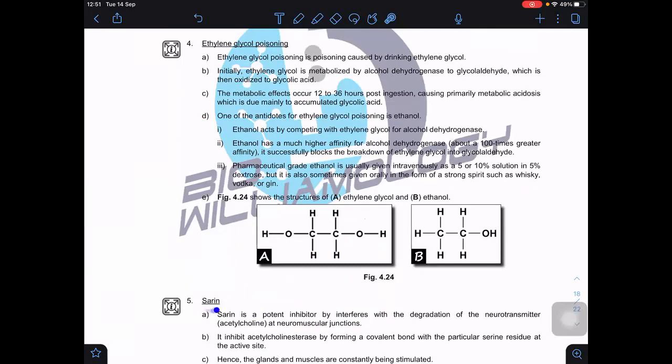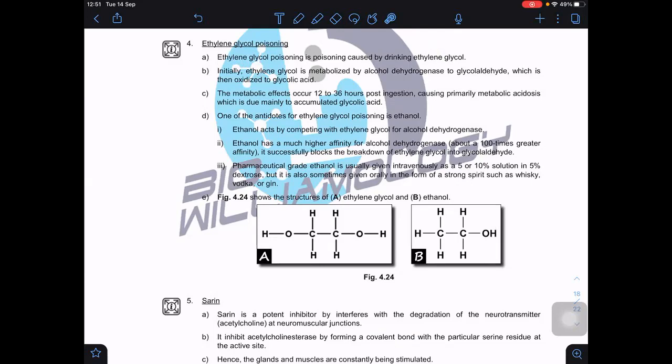Okay, serine gas, no choice. Serine gas binds permanently to my active site, so it forms covalent bonds. Okay, so let us look at it. Ethylene glycol is a poison, caused by drinking it accidentally.